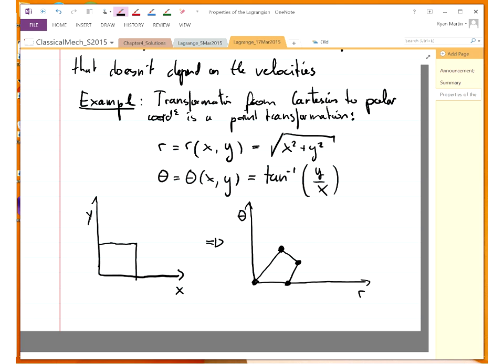So paths in one space are conserved in the other space. So two paths that don't intersect in one space won't intersect in the other space.